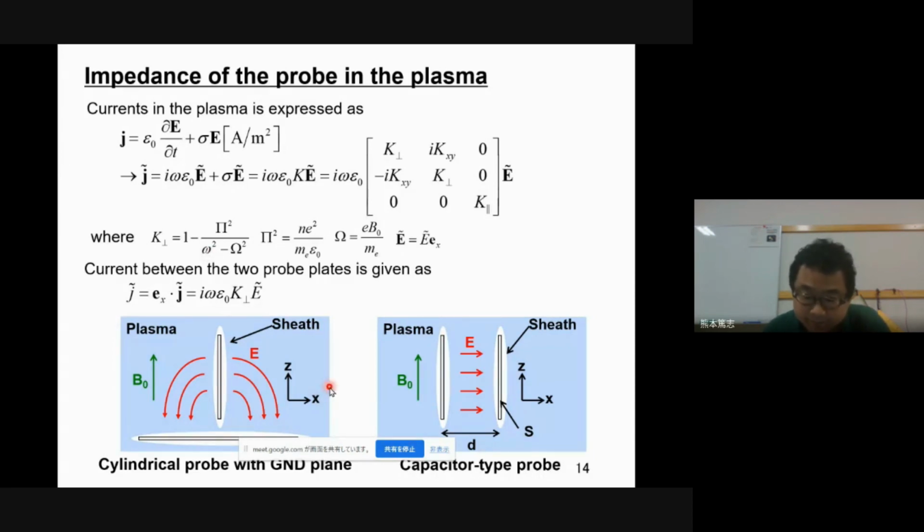The current in the plasma is expressed as this equation. We can see the dielectric tensor of the plasma here, and the elements of the tensor can be expressed by plasma frequency and cyclotron frequency, and they are dependent on the electron number density and magnetic field intensity. The current between the two probe plates is given as this equation by using the elements of the dielectric tensor of the plasma.